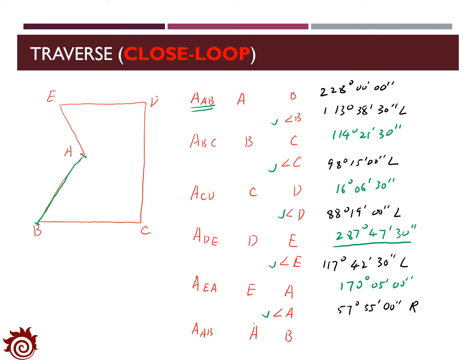Eventually, we can re-estimate the value of the azimuth for the line AB as 228 degrees, 0 minutes, 0 seconds. By comparing the estimated azimuth for the line AB and the true azimuth, we can see that the error here is 0, so we don't need to do any correction about the measurement.